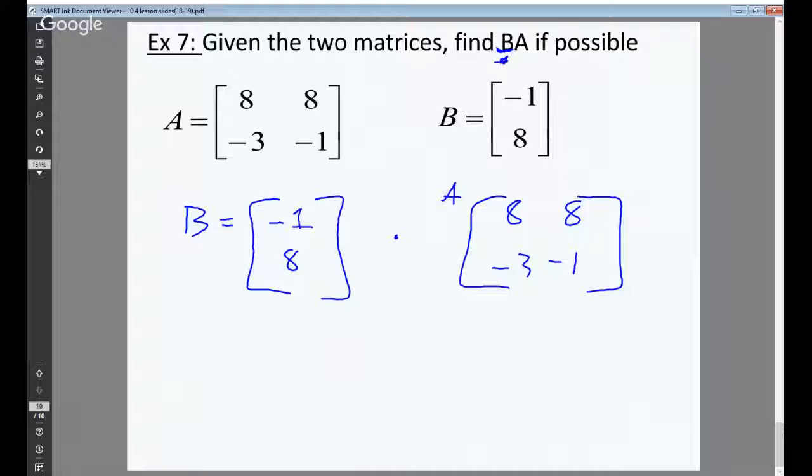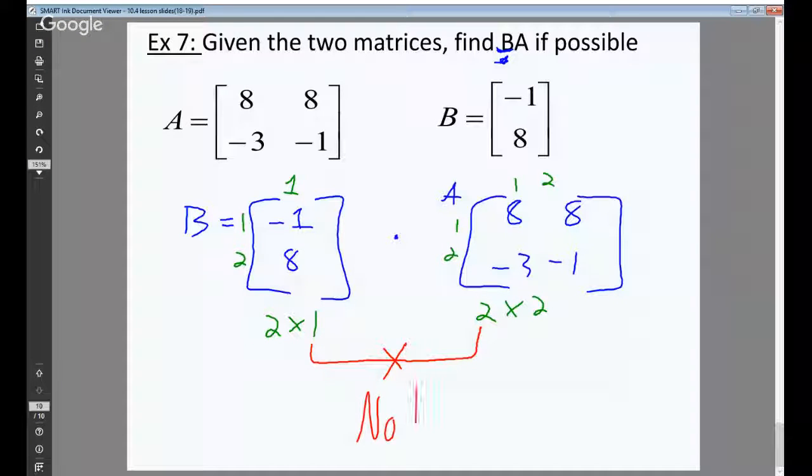First, let's make sure the dimensions work. B is a 2 by 1, and matrix A is a 2 by 2. Let's check those inner dimensions. Uh-oh, they don't match. And if the inner dimensions don't match, it's not possible. And you don't have to do anything else from there.